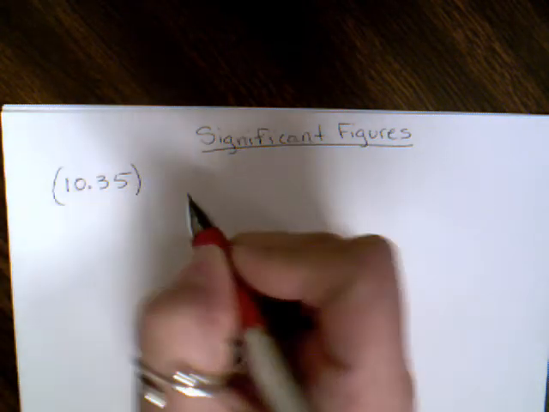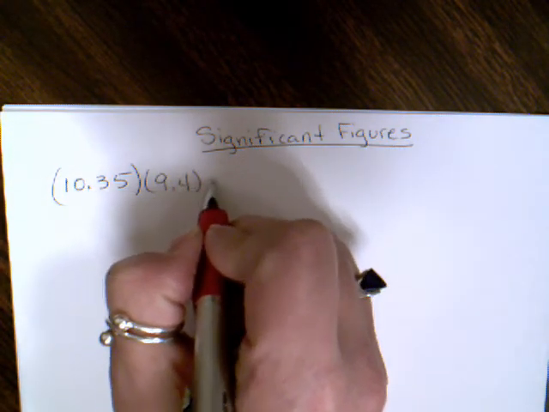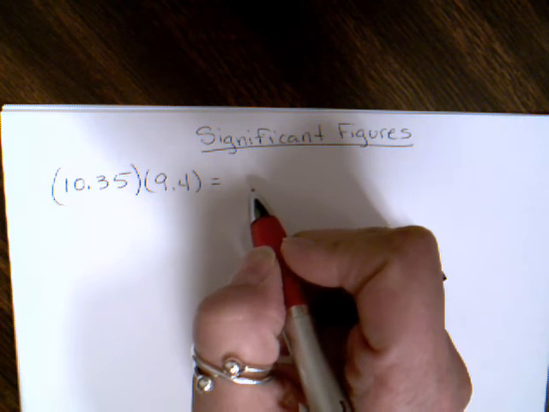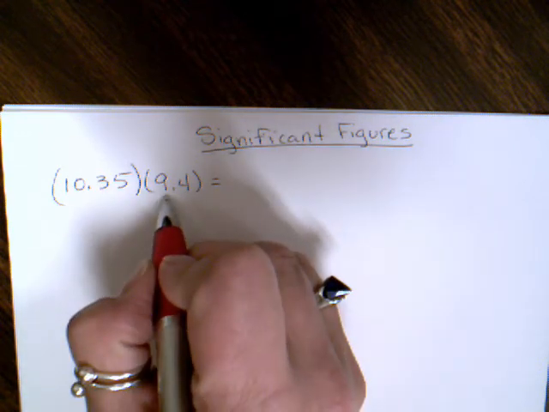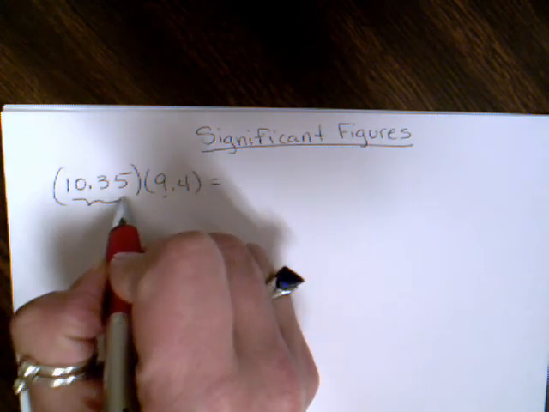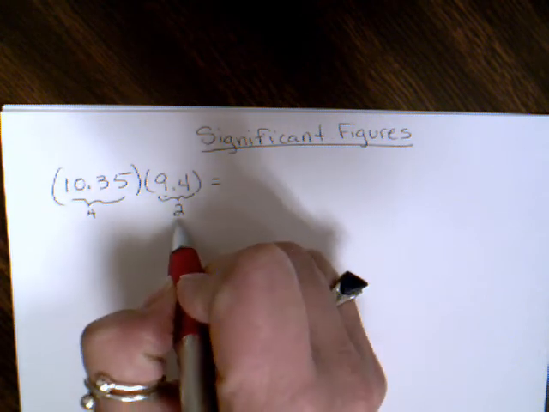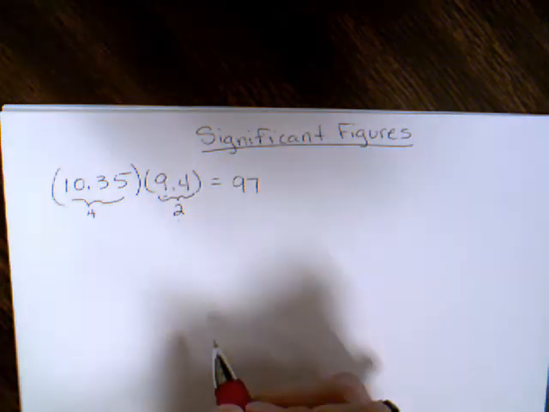You have supposedly 10.35 times 9.4. Whenever you're giving the answer in significant figures, you always want to use the measurement with the least amount of significant figures. There's 4 here. There's 2 here. So your answer will need to be in 2 significant figures. So your answer will be a 97.